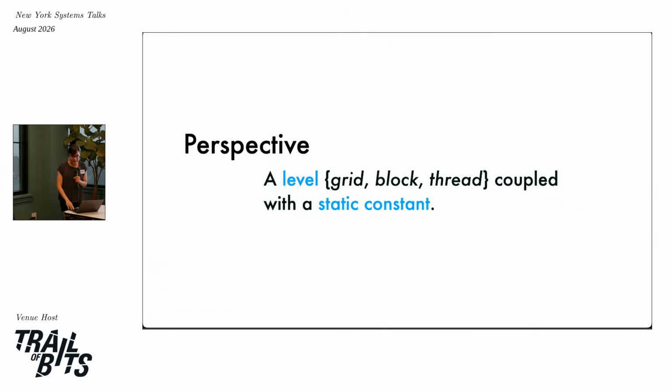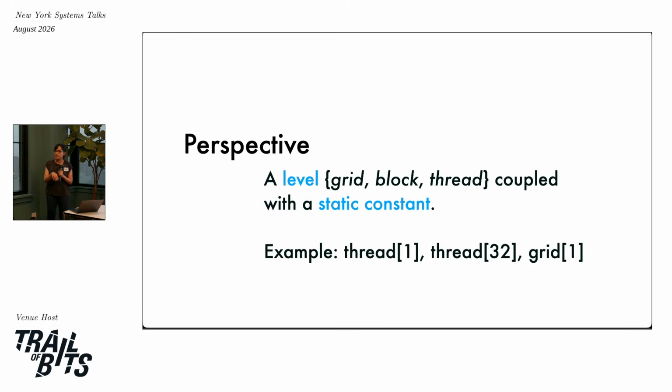But with this informal understanding, we can start to operationalize our definition of a perspective. A perspective is really just a level, a grid, block, or thread, coupled with a static constant. For those who've interacted with the machine, I've skipped over the fact that there are some alignment guarantees that are necessary for a warp to actually be a warp. By default, you should assume all perspectives are aligned, but I'm not going to go into that complexity right now. So an example of this is thread 1 perspective, a perspective that contains a single thread. Thread 32 perspective is a perspective that contains 32 threads. And because everything is aligned, this is a warp. And then grid is a single grid.